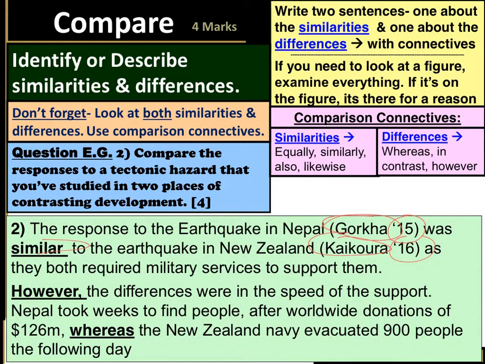There's a little bit of data in there as well, which is always nice, $126 million, and that's a possible answer for this one.